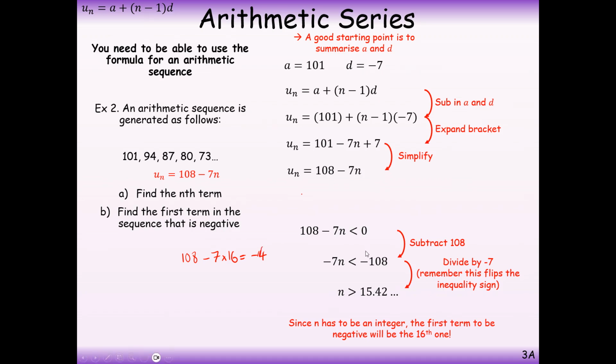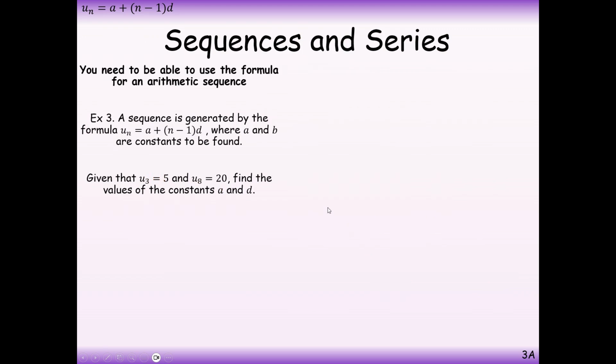Okay, so let's look at the next example together. In the third example, we've been simply told the formula for this arithmetic sequence. U3 indicates the third number, and U8 indicates that it's the eighth number, that is 20. So we've been asked to calculate what a and b are, and then after that we can figure out the nth term formula. So what's the nth term formula for the third term?